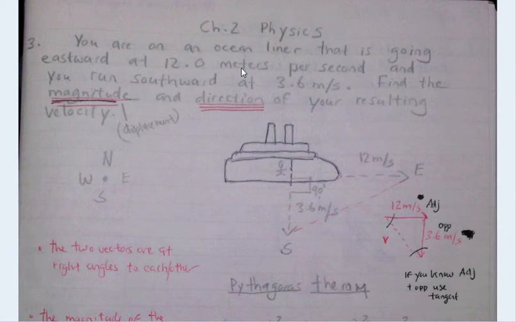Okay, let's take a look at this problem. Things are getting a little more complicated here, or more fun, depends on how you like to look at it. You are on an ocean liner that is going eastward at 12 meters per second, and you run southward at 3.6 meters per second. Find the magnitude and direction of your resulting velocity.